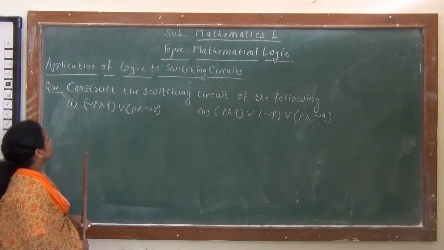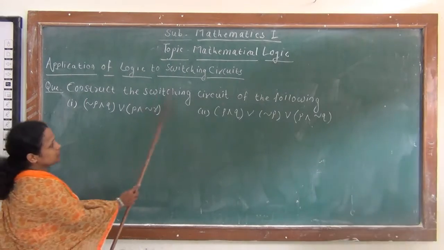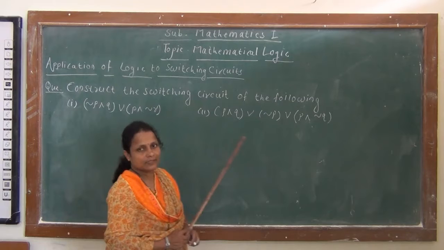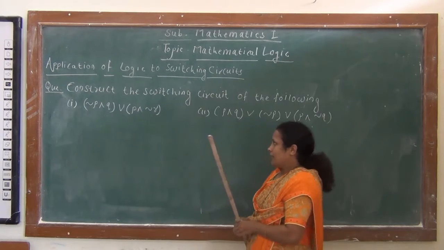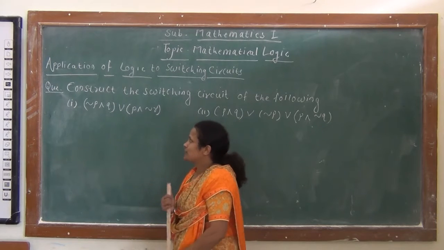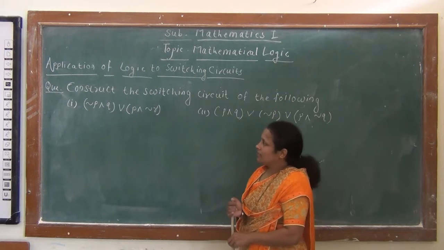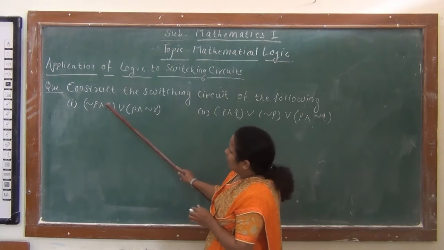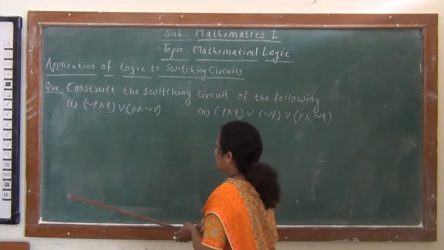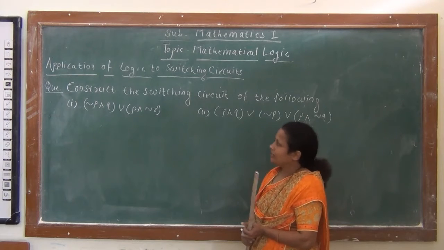Now we see the second type of application of logic to switching circuits, that is, constructing the switching circuit of the following statement pattern. We are given a statement pattern and we have to construct its switching circuit. Similar to our first type, the first part is the same: we first denote our statements by switches. Here we have negation P, Q, P, negation R, that is, four statement letters.